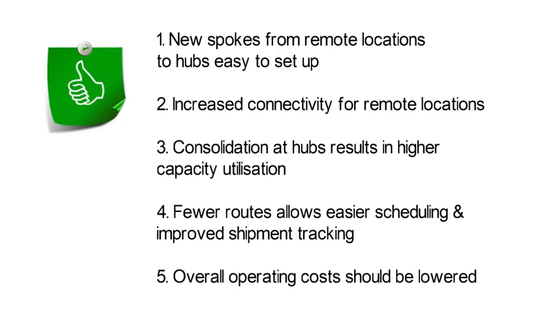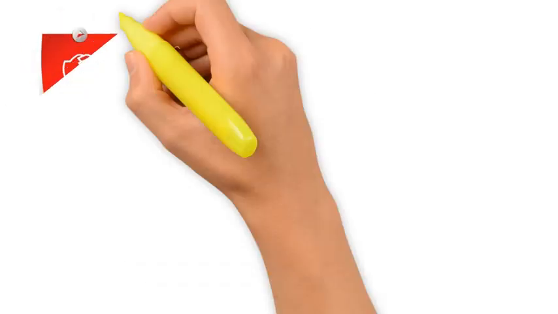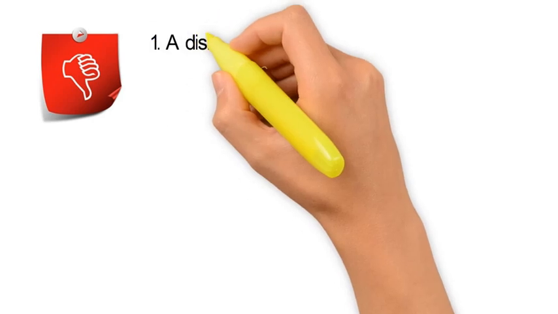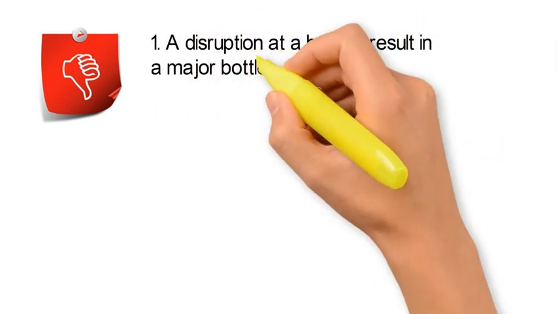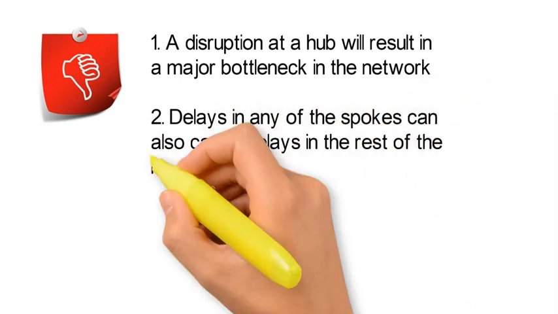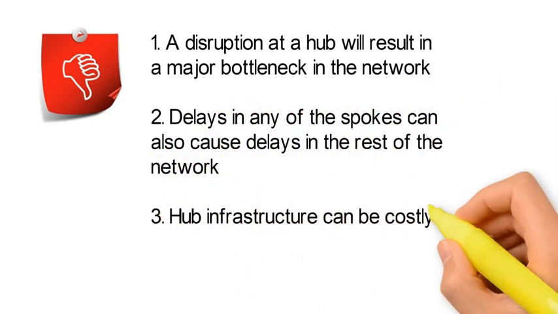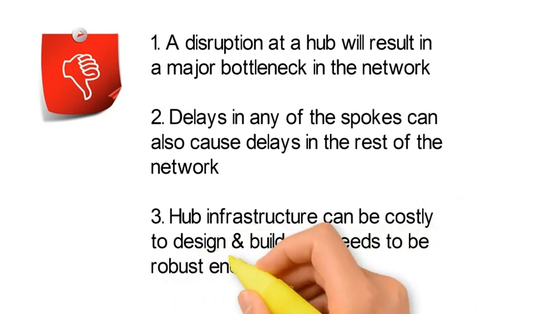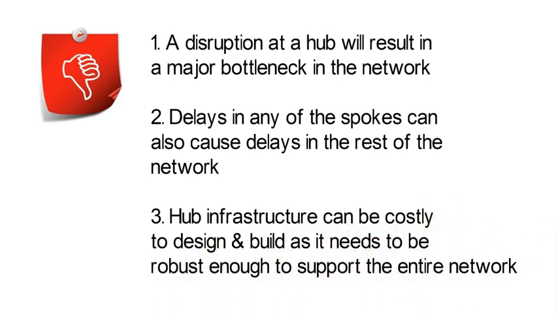Of course, there are also some disadvantages. Since the hub is at the center of all activity, a disruption in the hub will result in a major bottleneck in the network. Similarly, delays in any of the spokes can also cause delays elsewhere. Lastly, hub infrastructure can be costly to design and build as it needs to be robust enough to support the whole network. There are a few main challenges affecting carrier management.